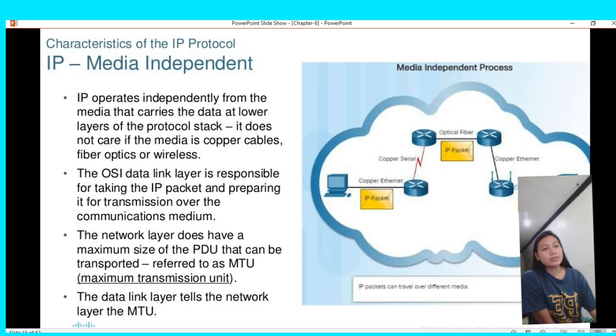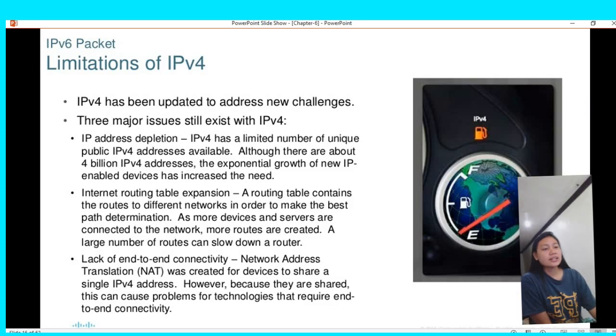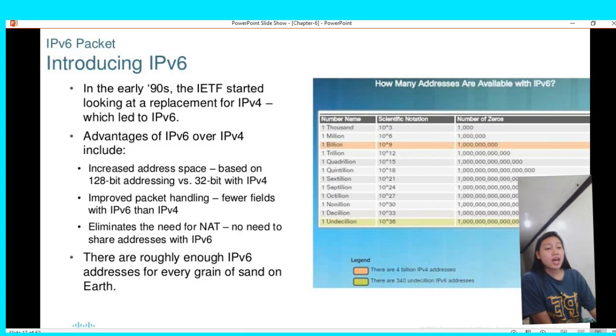IP best effort delivery. IP is considered unreliable because it does not guarantee that all packets that are sent will be received. Unreliable means that IP does not have the capability to manage and recover from undelivered, corrupt, or out-of-sequence packets. IP operates independently from the media that carries the data at lower layers of the protocol stack. It does not care if the media is copper cables, fiber optics, or wireless. The OSI data link layer is responsible for taking the IP packet and preparing it for transmission over the communications medium.